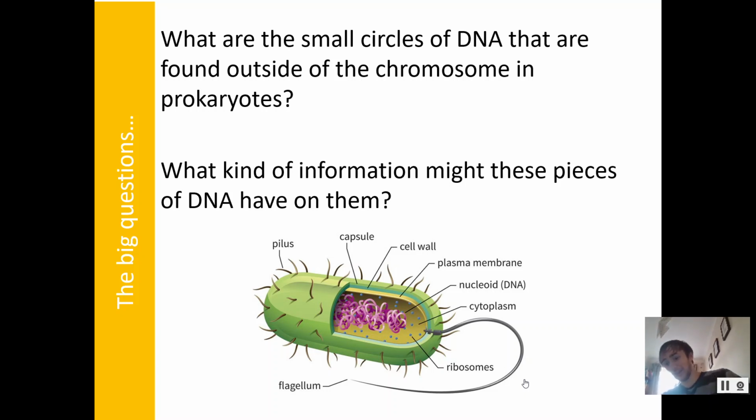Now, this is from GCSE, and I think you also covered it in the cell biology topic of A-level, but I'm not sure because I didn't teach it. So have a look. So, the small circles of DNA that are found outside of the chromosome in prokaryotes, that would be a plasmid. A plasmid. The kind of information that these pieces of DNA have on them, hopefully we can all remember, it's not strictly necessary for survival, but it confers some advantage.